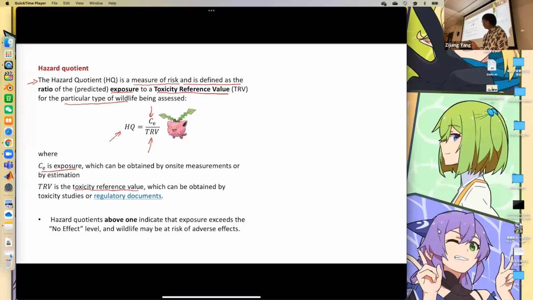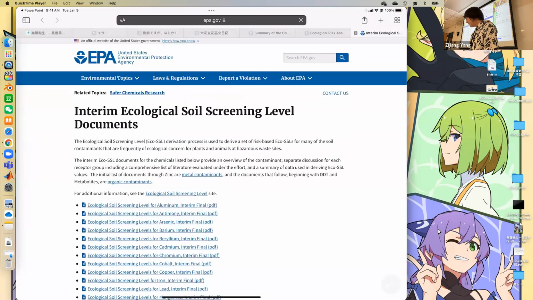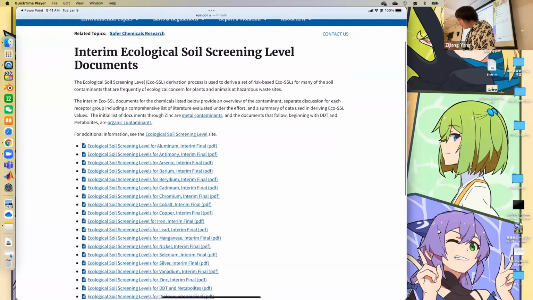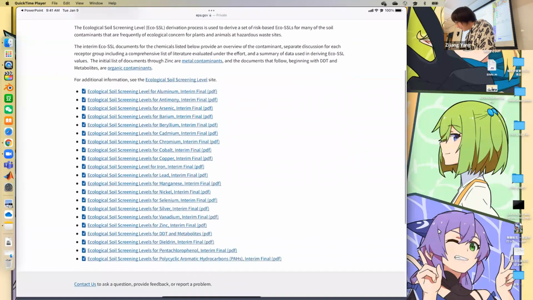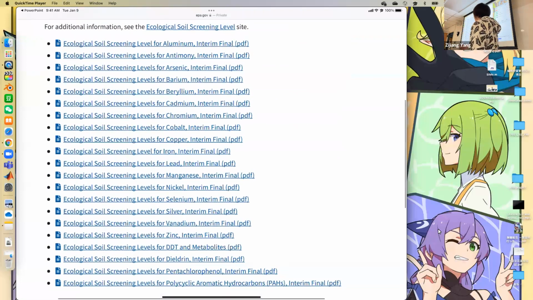For screening level ecological risk assessments, a TRV can be obtained from toxicity studies. EPA also provides regulatory documents that summarize these values, so we can simply find them. If we go to the EPA website, we have this Ecological Soil Screening Level document. This is solely for soil, and because my research is about soil, let's just say, which chemical are you guys interested in?